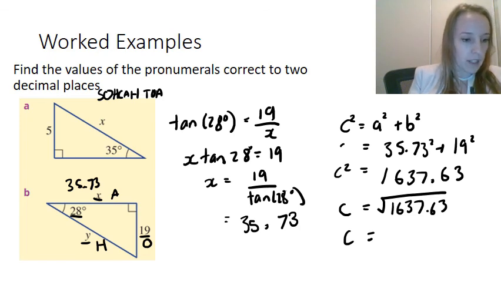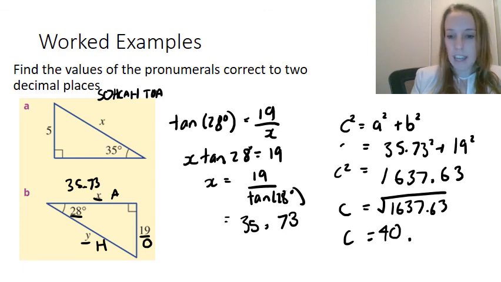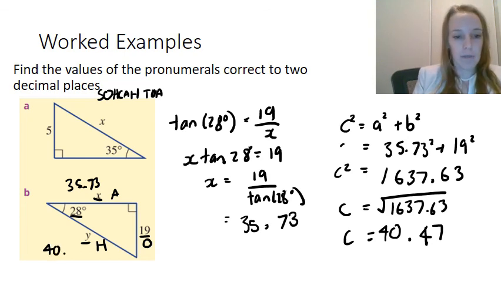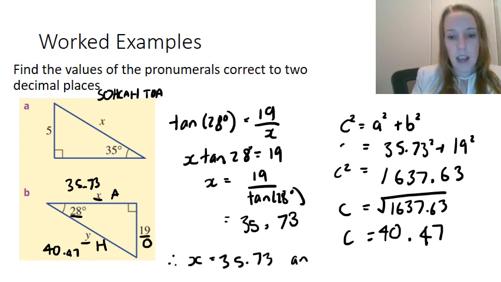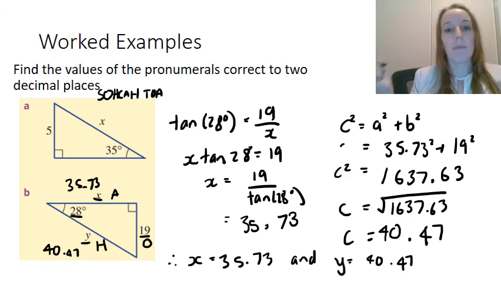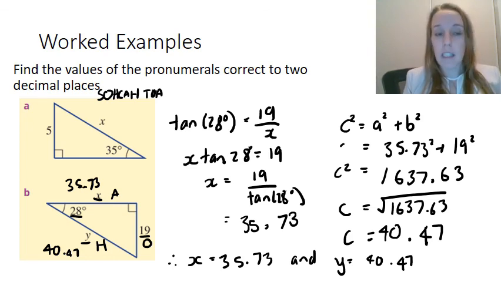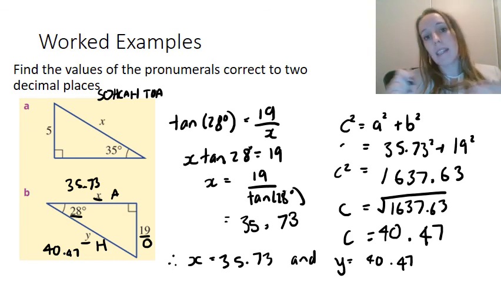The square root of 1637.63 is 40.467, round that up, 40.47. So then we'll have our values of both of our unknowns there. Therefore, x equals 35.73 and y equals 40.47. Okay, so that's all we have for today's video. Any questions at all, please come and see me in class.